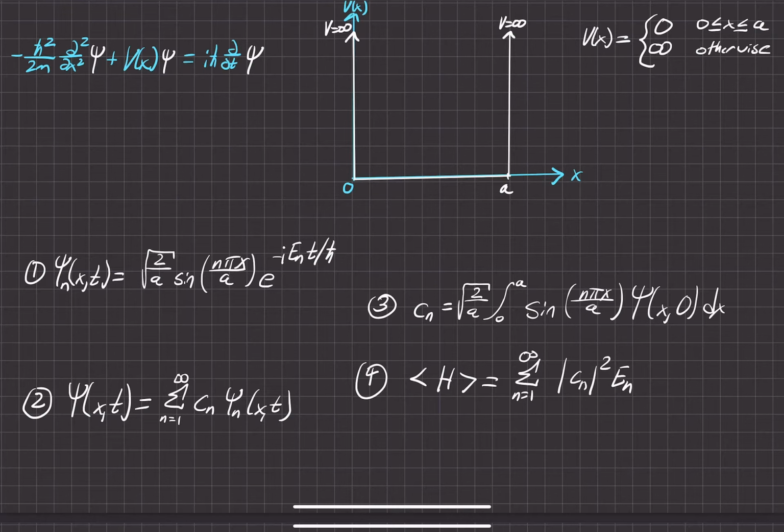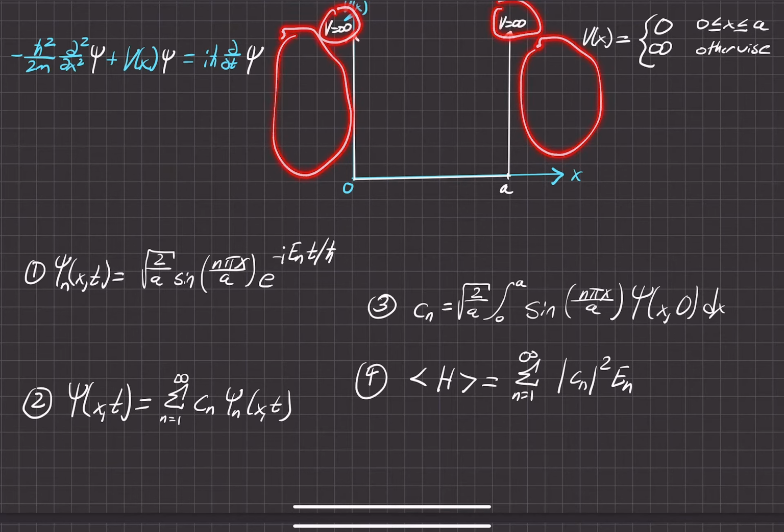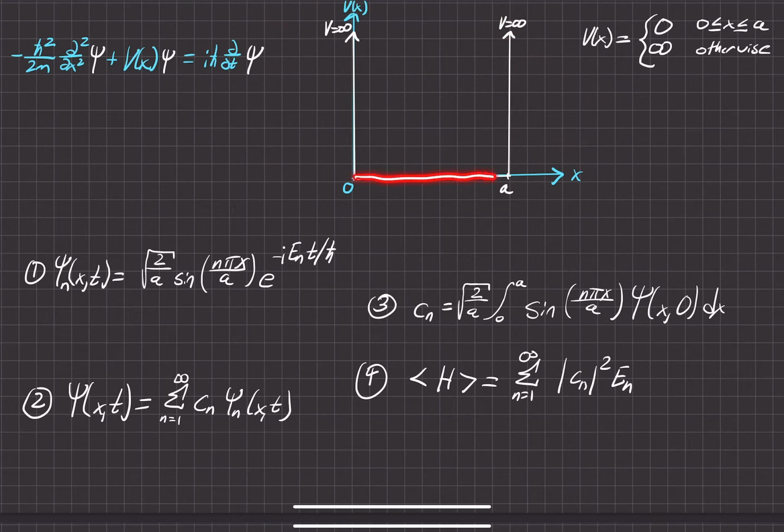What this means is that the particle cannot exist out here or out here, because the particle can't have infinite potential energy. But in the middle, it can have 0 potential energy, which means that it has equal probability of existing anywhere within the infinite square well, so between 0 and a.